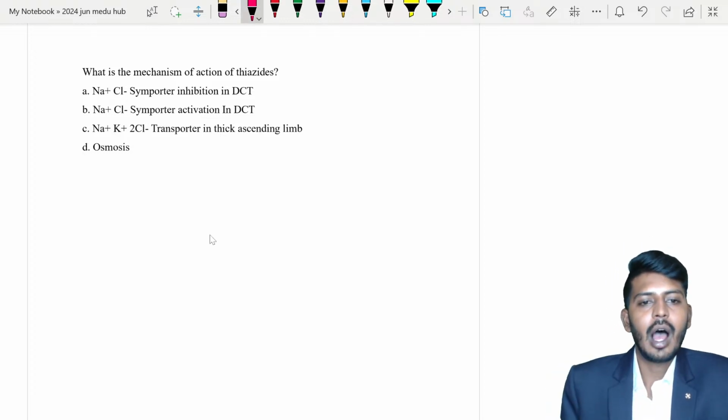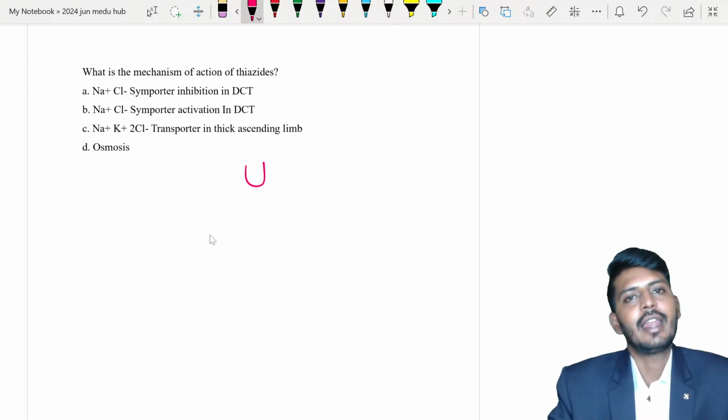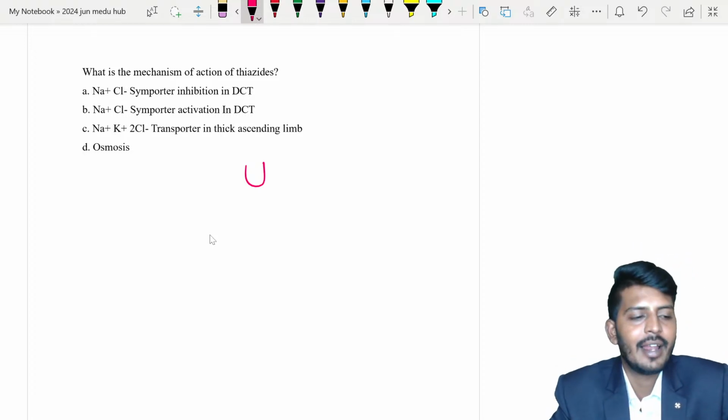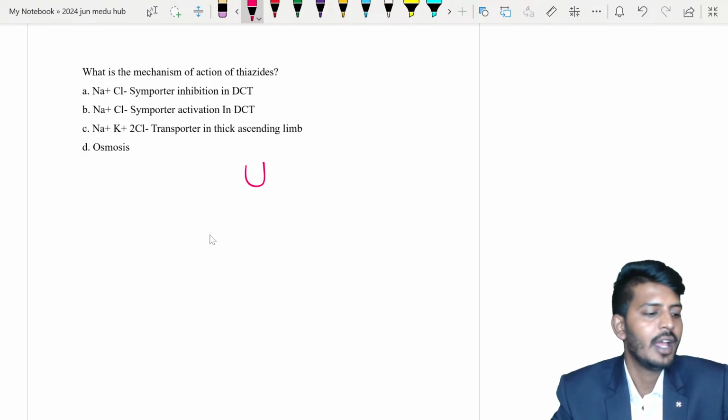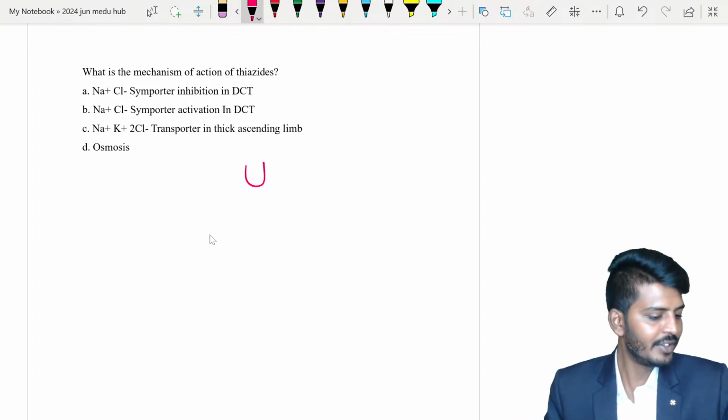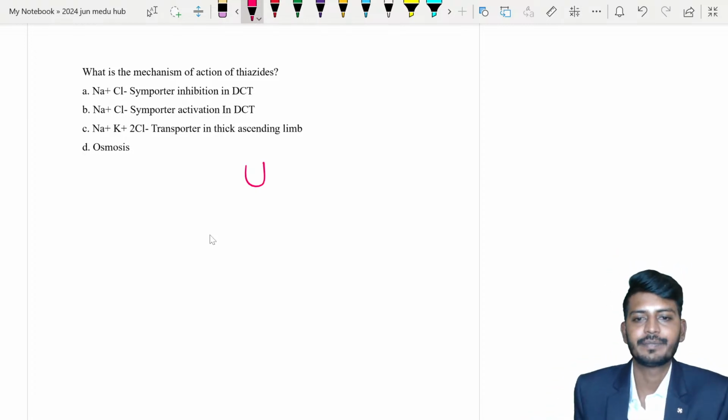Okay, so all the diuretics act in the nephron only. So before going into the mechanism of action of all the diuretics, let's talk about sodium and chloride symporter inhibition in the DCT, sodium and chloride symporter activation in the DCT, sodium chloride transporter in the thick ascending limb, and osmosis. We will clear all this today, but you people tell me the mechanism first, then I will clear it up.